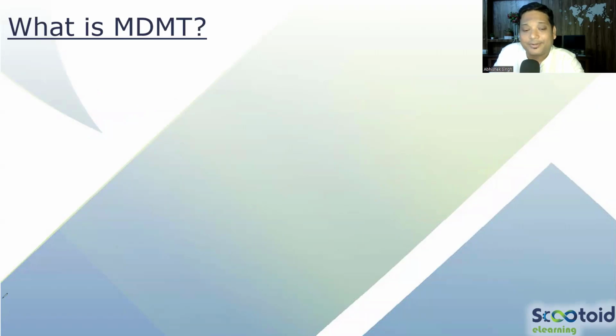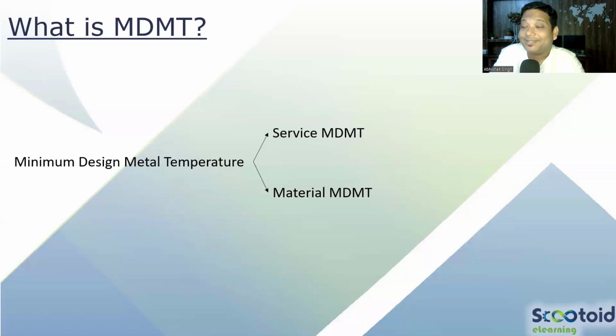Now let us try to define. Hope you got a very simple definition of MDMT. Don't try to memorize a definition, because it does not make sense. If you remember in terms of the example: service MDMT is given by the client, material MDMT is what we have to calculate. The code gives a methodology to calculate material MDMT, not service MDMT, right? Whatever methods you have in the code are for the calculation of material MDMT. Hope it makes sense to everyone now. Great. So minimum design metal temperature is of two types, service MDMT and material MDMT.